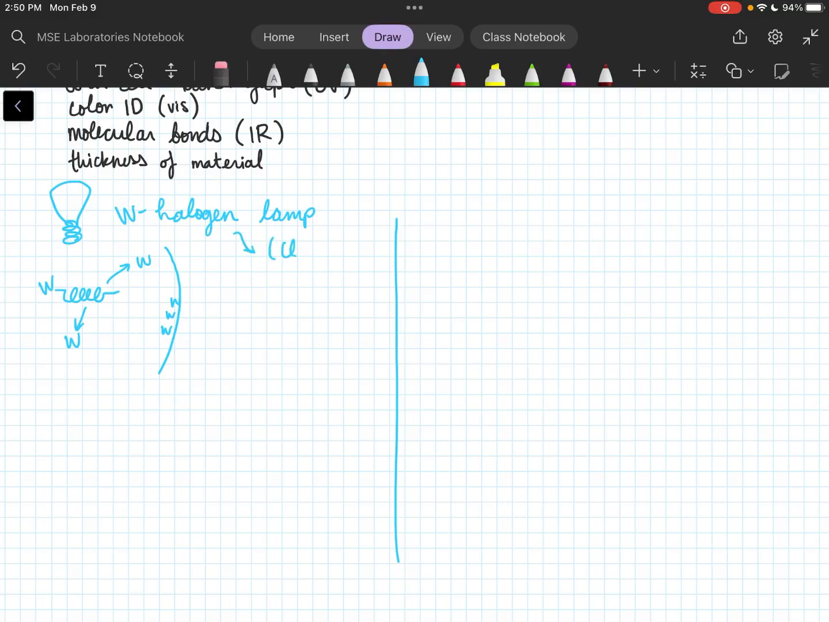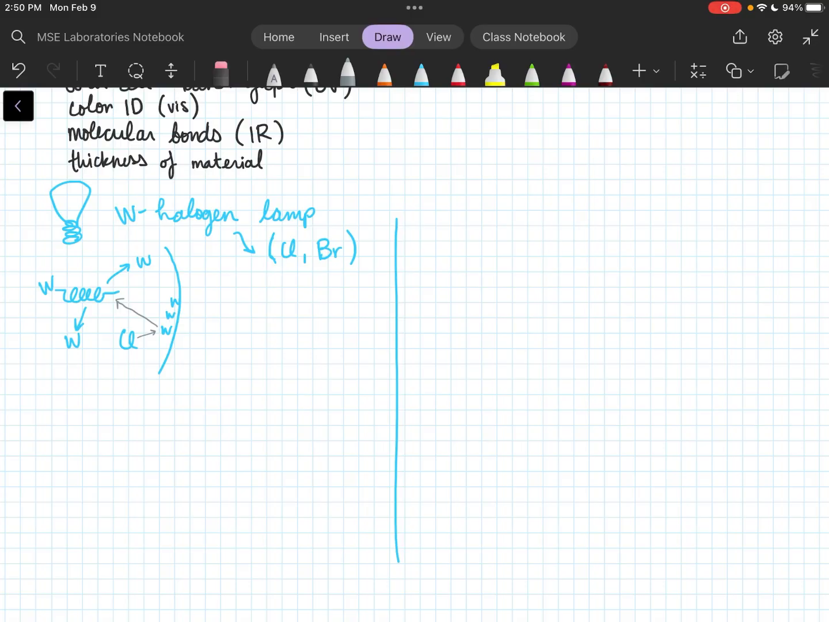And what someone really smart figured out is that if you stick a little bit of chlorine gas or bromine gas inside this lamp, it picks up the tungsten from the wall and actually sticks it back onto your filament.